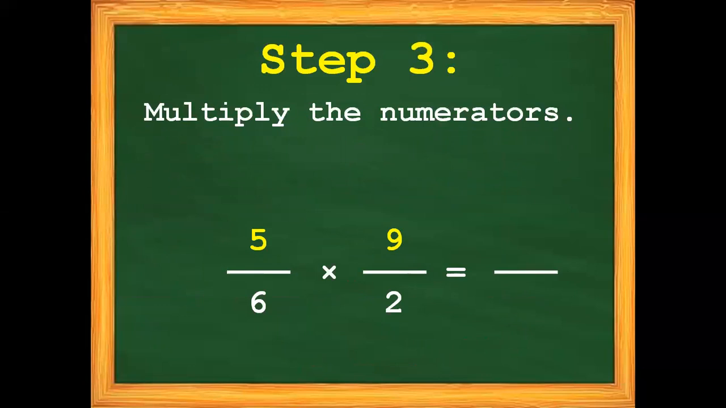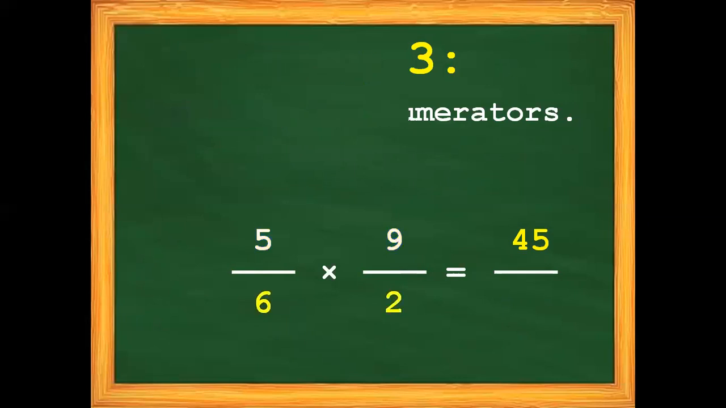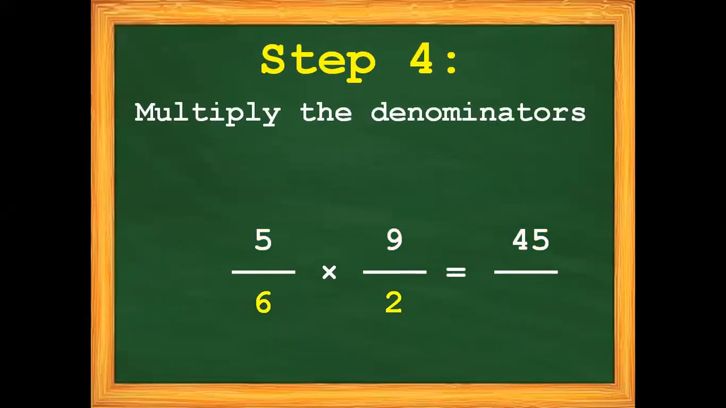Step number 3, multiply the numerators. 5/6 times 9/2. The numerators are 5 and 9. So 5 times 9, the answer is 45. Step number 4, multiply the denominators. 5/6 times 9/2. The denominators are 6 and 2. So 6 times 2, the product is 12.